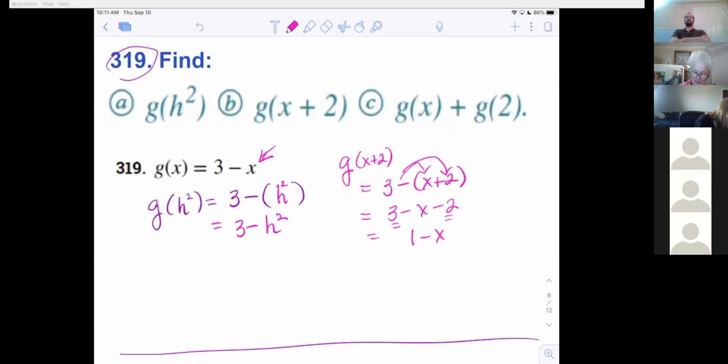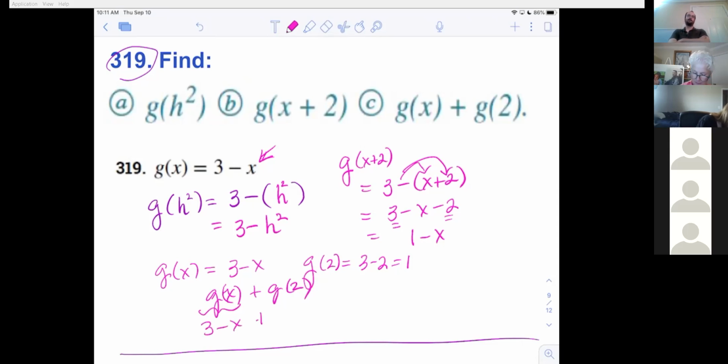And then g of x plus g of 2. G of x is just 3 minus x. And g of 2 is 3 minus 2, which is 1. So g of x plus g of 2 would be 3 minus x plus 1, which would be 4 minus x.